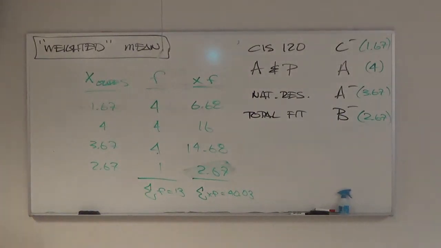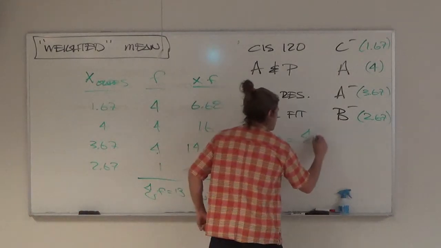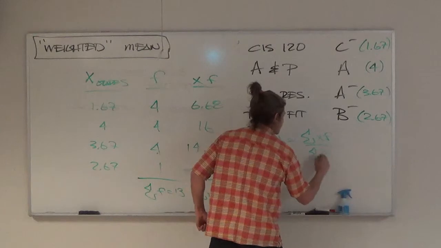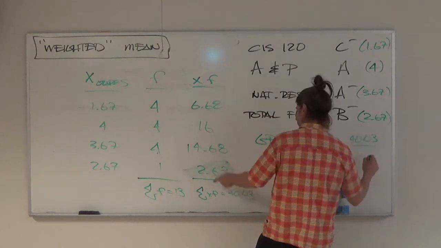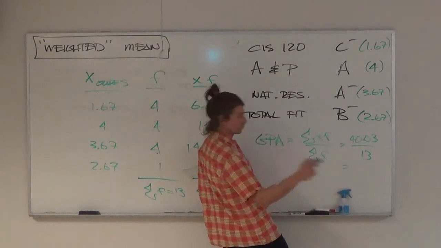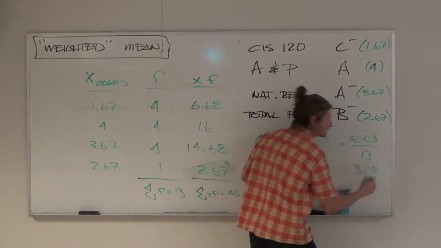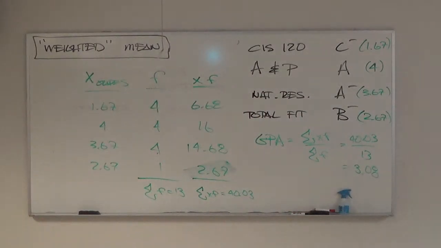Anyway, GPA for the student? 3.08. Boom! Sum of the XFs over sum of the Fs: 40.03 over 13, and it was 3.08. Thank you. It's amazing. I had the other class come up with an alternate student. There was a 3.07 last period. Great. They're not usually that close.